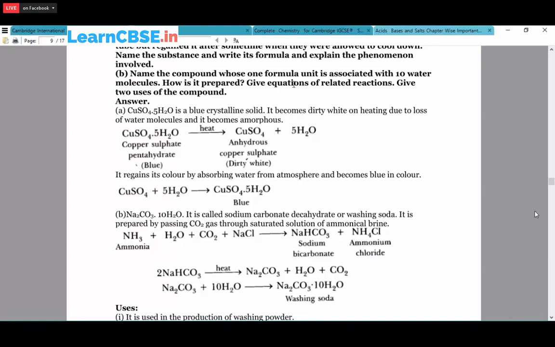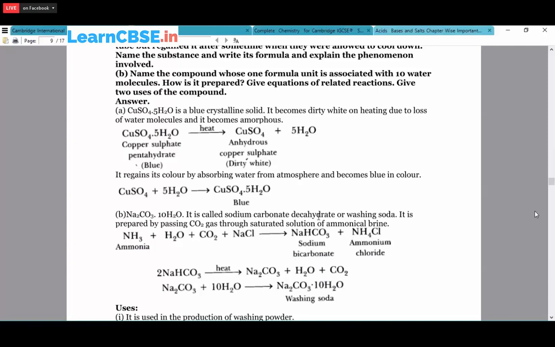Name the compound whose one formula unit is associated with ten water molecules. How is it prepared? Give equations of related reactions. Give two uses of the compound. So Na2CO3, sodium carbonate, is associated with ten molecules of water. It is called sodium carbonate decahydrate.